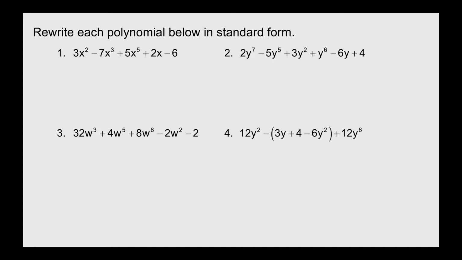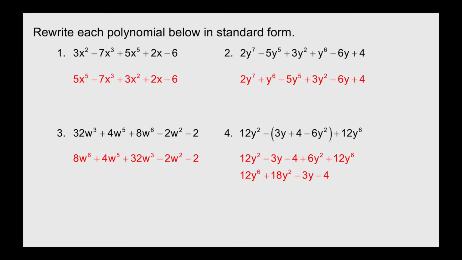And now if we look at the answers to these, we're going to see that in number 1, as we rearrange this, the 5x to the 5th is going to go first. Something to keep in mind with all of these is we want to make sure that we're keeping the coefficient, the number that's in front of the variable, and then also its sign all together. So I can't just write this as 7x to the 3rd, the negative has to come with it. 3x to the 2nd would be next, followed by 2x, and then the constant would be last.